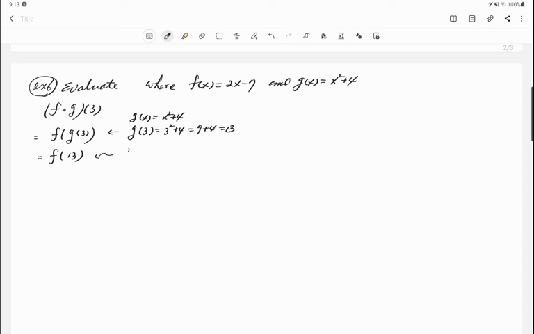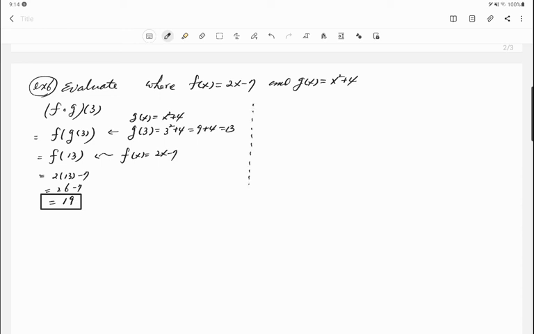Then from here, what is the f of x? f of x is 2x minus 7, right? So we're going to plug in f of 13. Let me write it here, maybe it's confusing. So f of 13 is what? 2 times 13 minus 7. Then 26 minus 7 is 19. All right, so this is method 1.